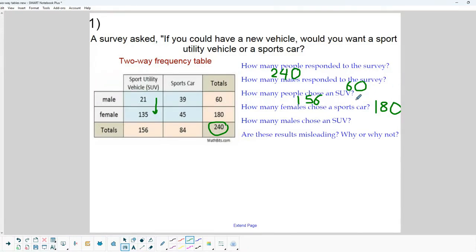How many males chose an SUV? Well, in this case, here's the males that chose an SUV, so that would be 21. Are the results misleading? Well, somewhat misleading because way more women responded to the survey than men. And so we probably want to get more men to participate in the survey to get a better look at the whole thing. And you might be able to think of some other things that may have made it not so good, or what you think is good.